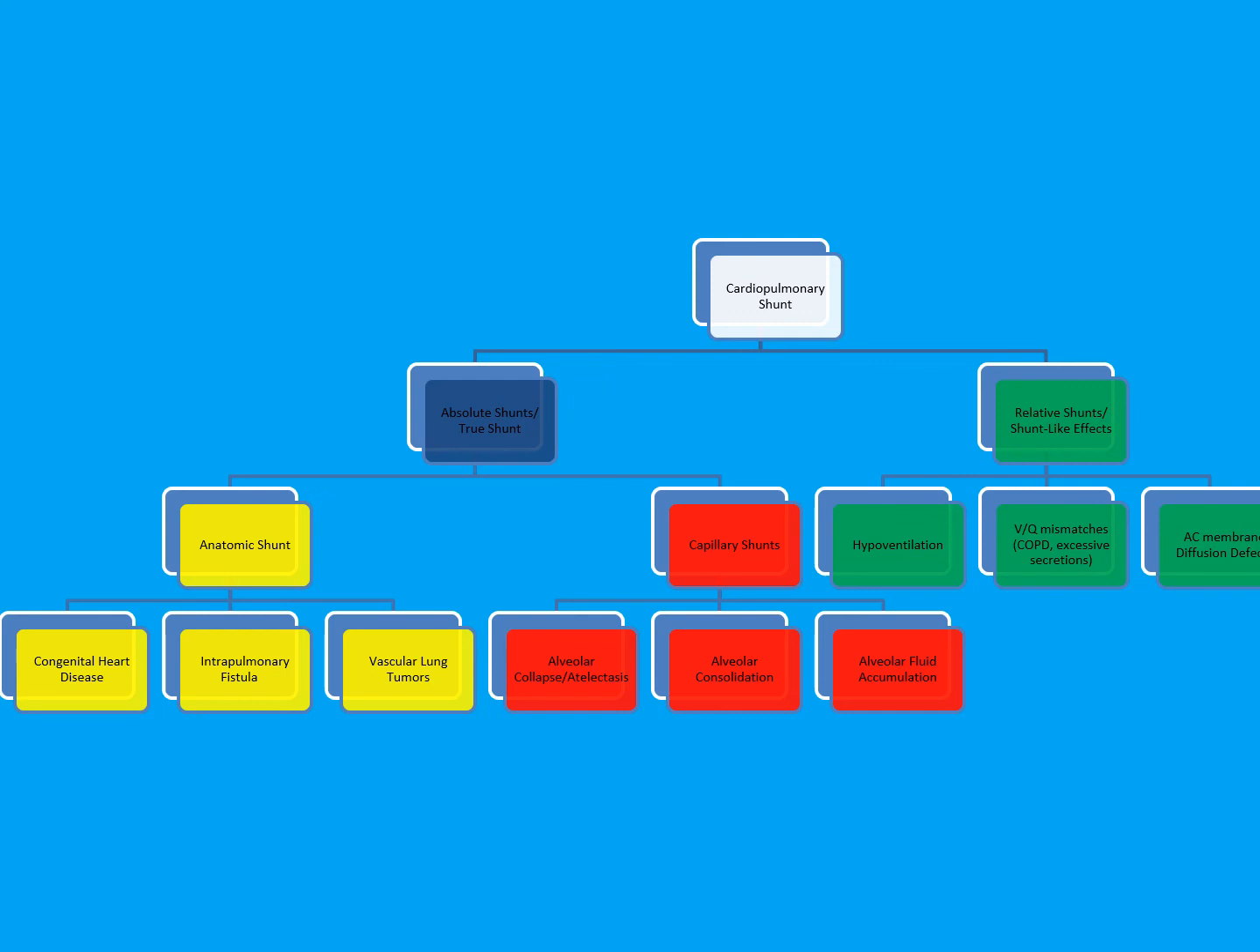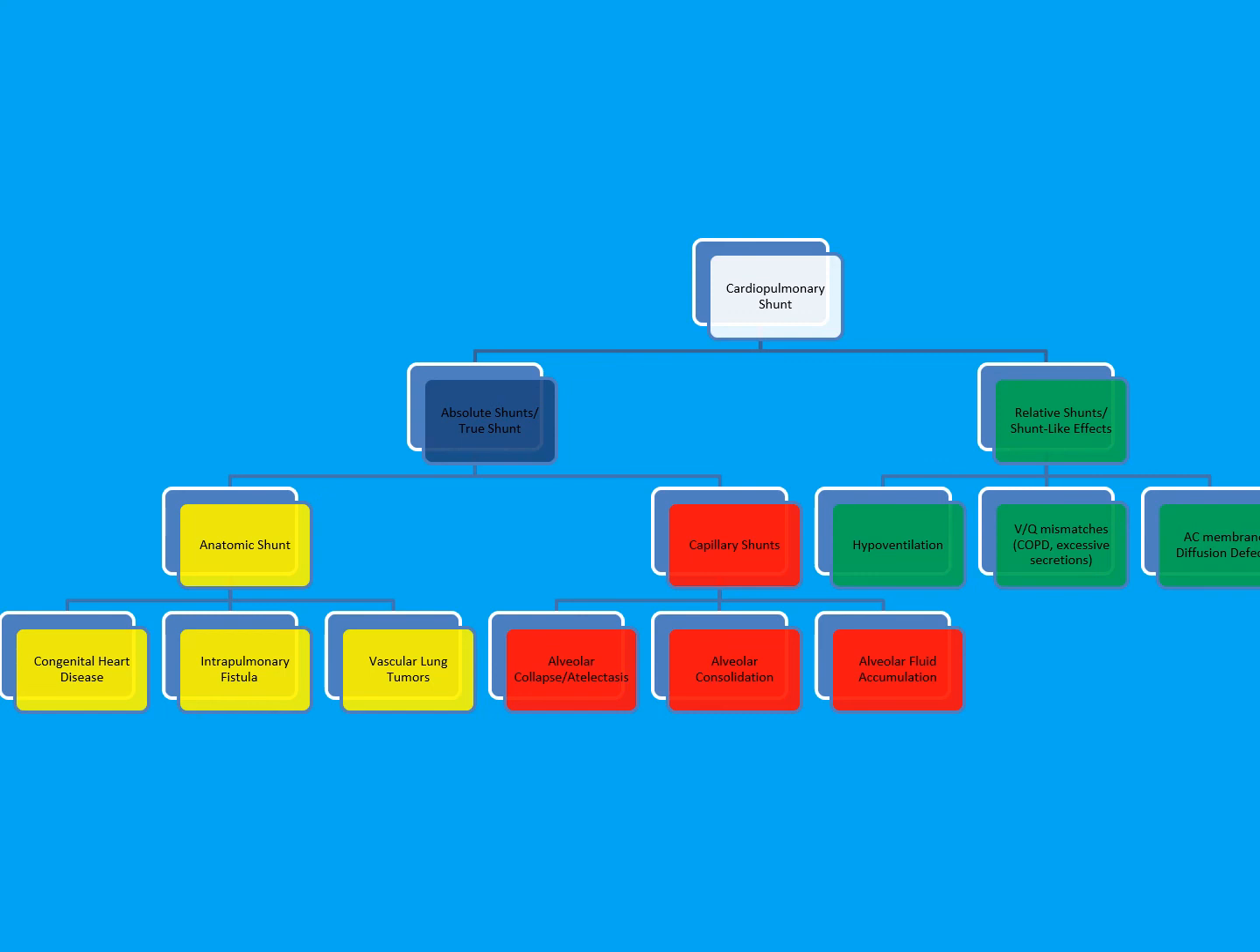Okay, so this is just a different way of looking at it. If you're a flowchart person, hopefully this helps. If you're not a flowchart person, this does not exist to you. So a cardiopulmonary shunt can either be a shunt-like effect or an absolute true shunt. That's why we see those branches here.